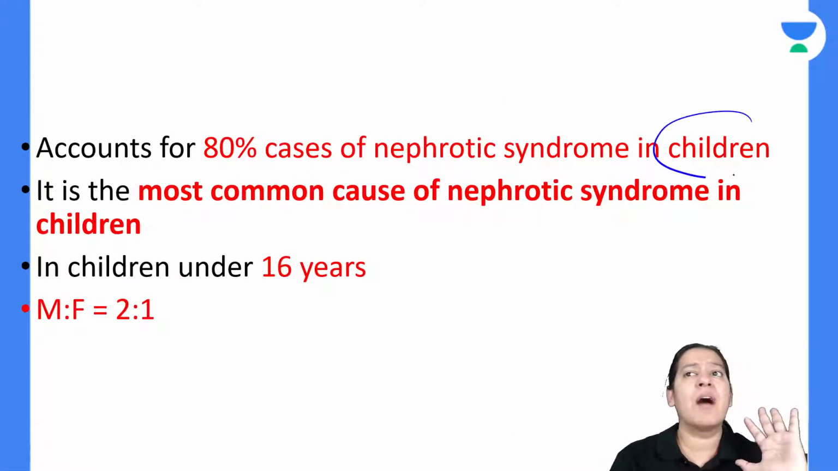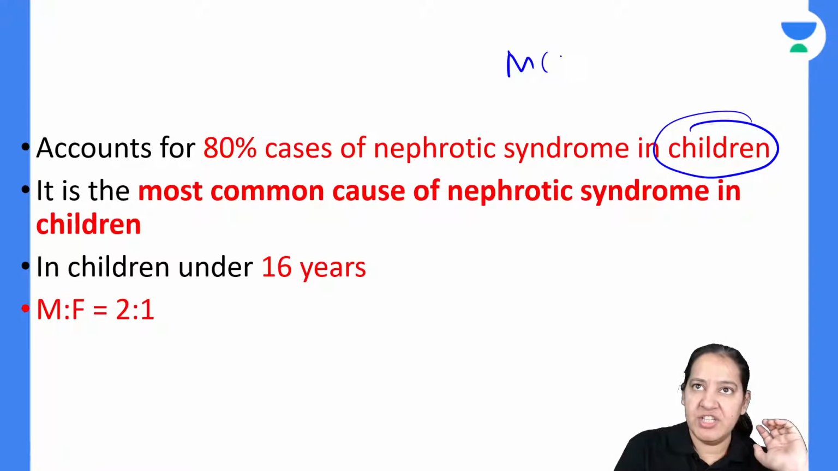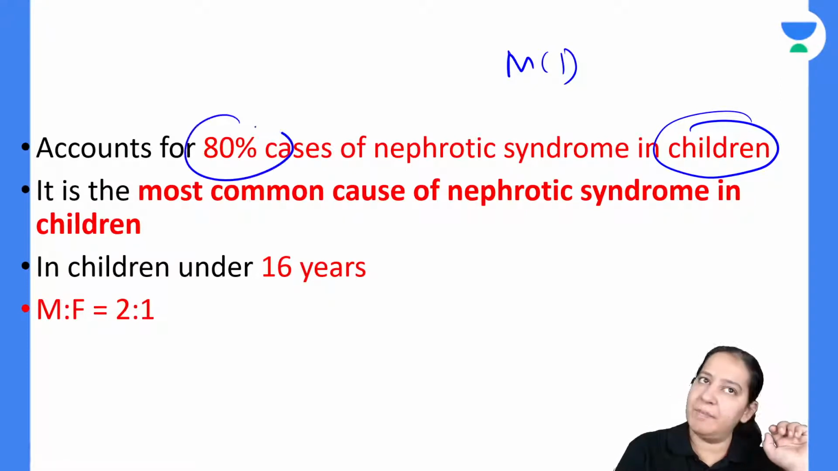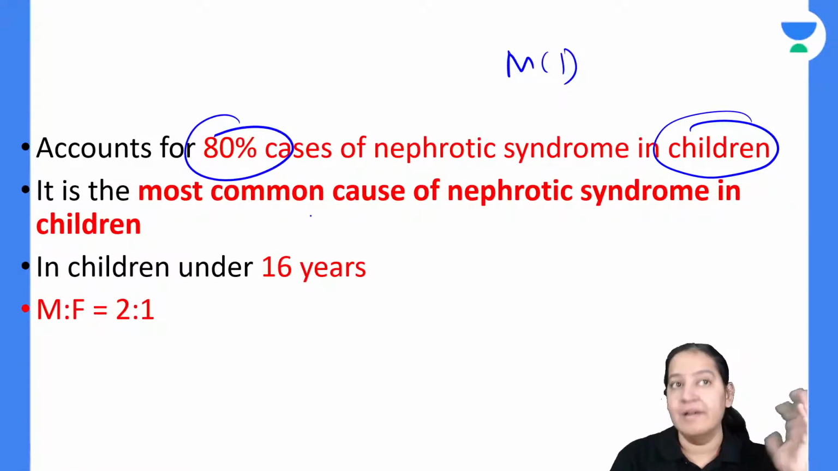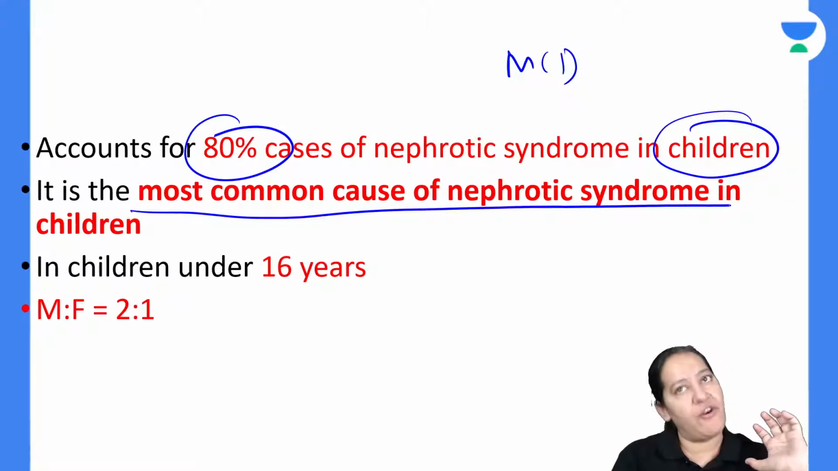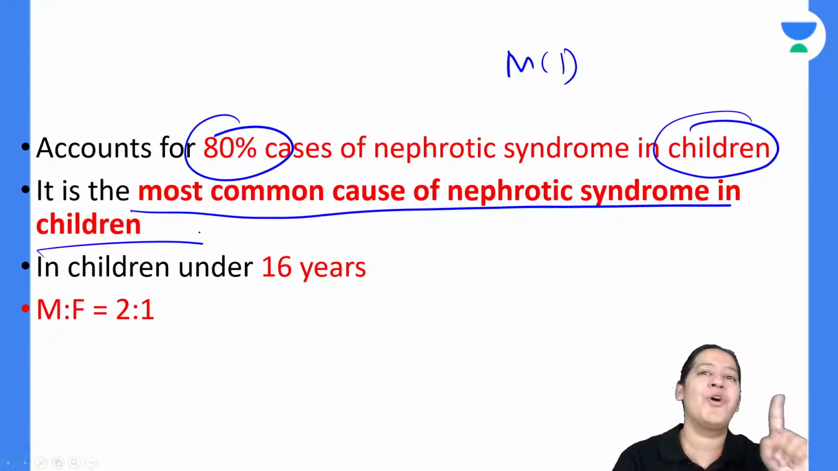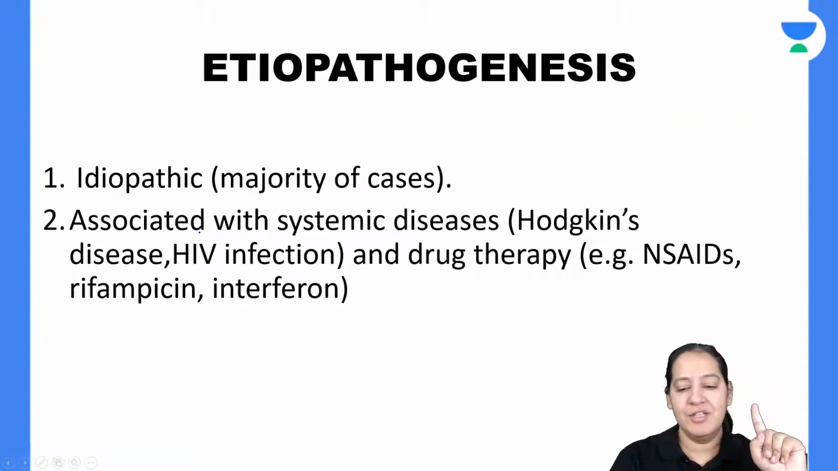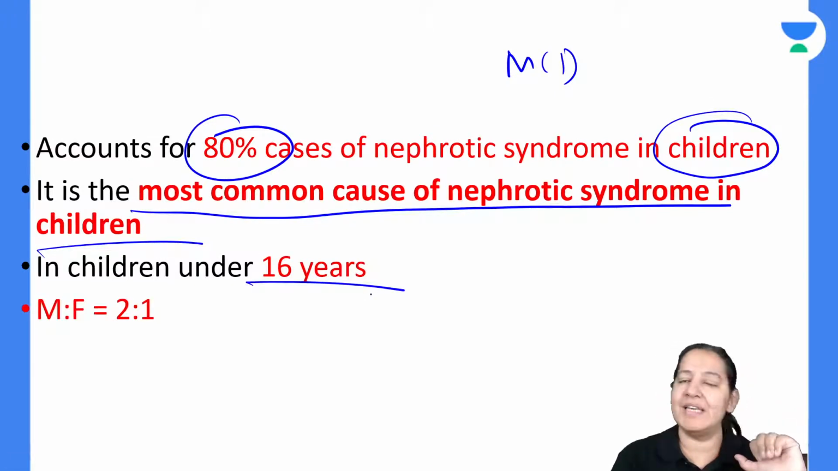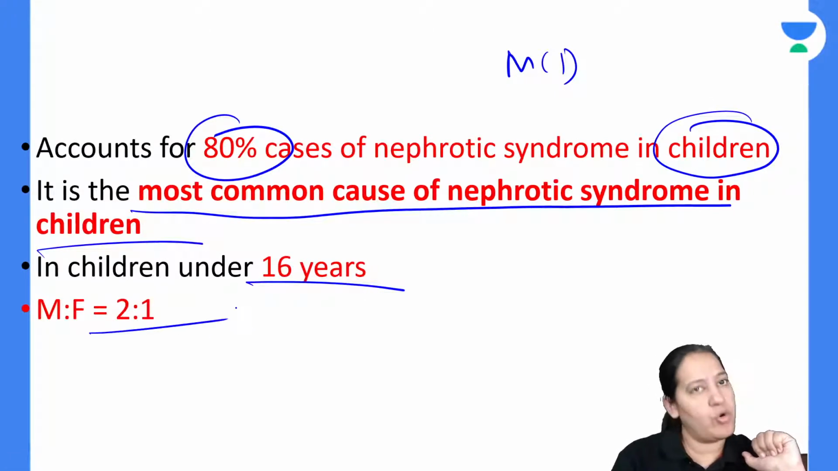It basically occurs in children. MCD, minimal change disease, occurs in children. 80% of the patients are children. Rather, it is the most common cause of nephrotic syndrome in children. Usually it occurs in children less than 16 years of age, and it is more common in males.